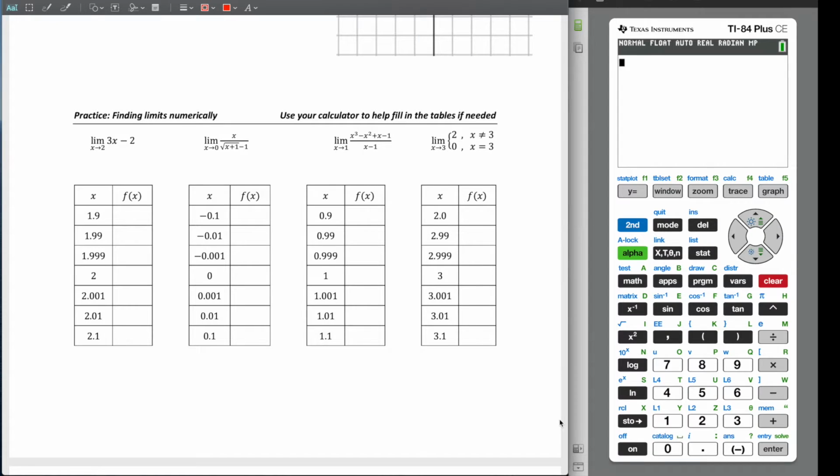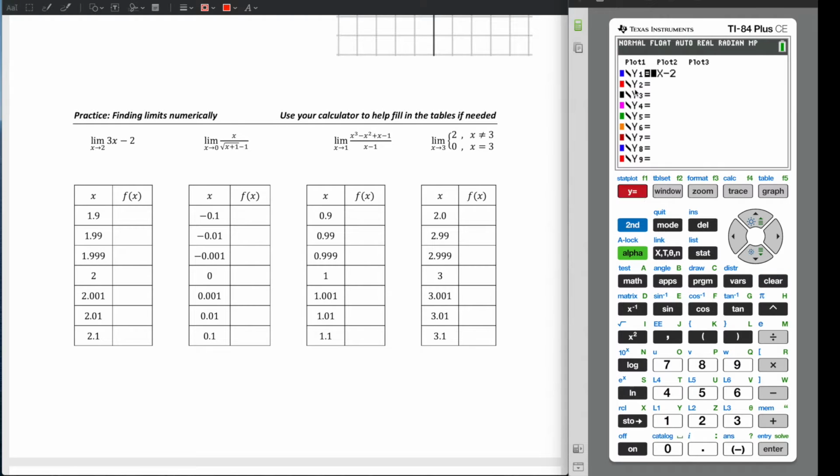Okay, so for this one, we're going to be finding the limits numerically, which basically means we're making a table of values, and it suggests we use our calculator to help us out. So here I have the calculator. In y equals, I've put this first function, 3x minus 2, and what I want to do is use the tables, but I need these specific values in it.